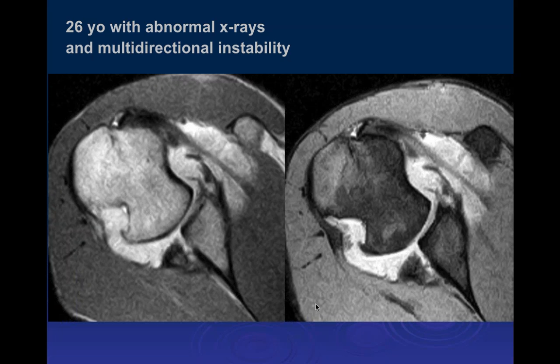26-year-old with abnormal x-rays and multidirectional instability. So we have axial PD fat set and axial T1 arthrogram. And so there's a large Hill-Sachs lesion on the posterior aspect of the humeral head. There's a dysplastic appearance to the glenoid. Doesn't look as deep as it should, and there's a large fracture with avulsion and retraction of the posterior aspect of the glenoid.